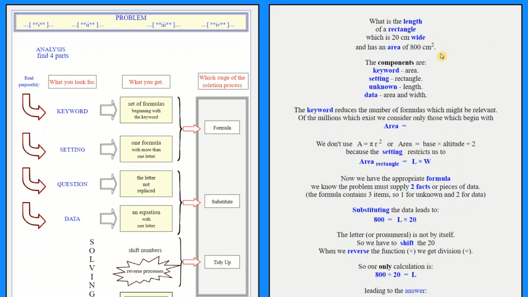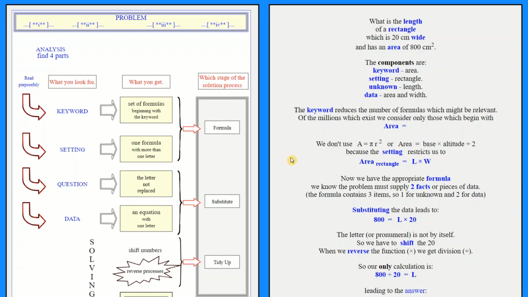The keyword reduces the number of formulas which might be relevant, but it does not give us the equation we need to work with. Of the millions which exist, we consider only those that begin with area equals. We don't use area as pi r squared or area as base by altitude divided by 2. They do not apply to rectangles.